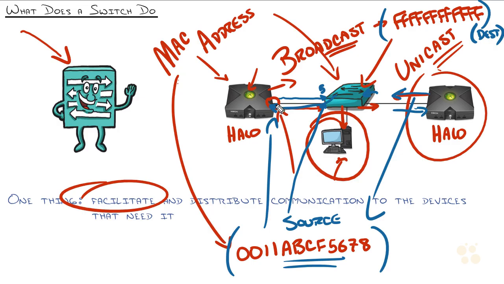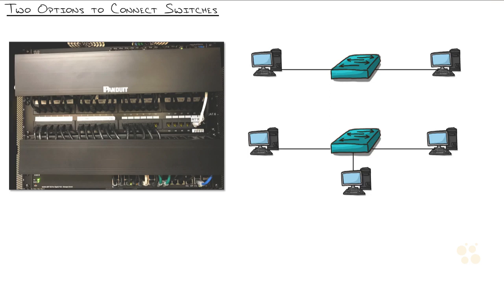And now that computer doesn't need to worry about getting communication that's not for him. That's why I say the switch facilitates and distributes communication to the devices that need it. So with that knowledge under your belt, let's get back to the key piece of information that you will need to design a small office network.